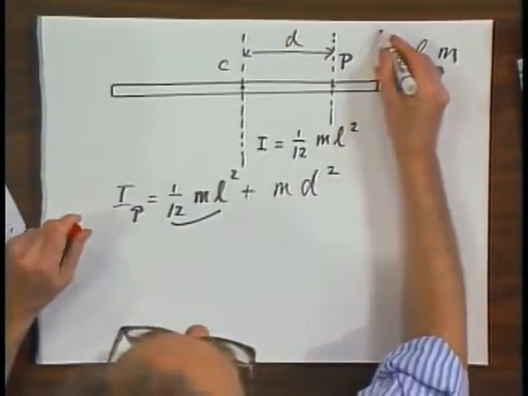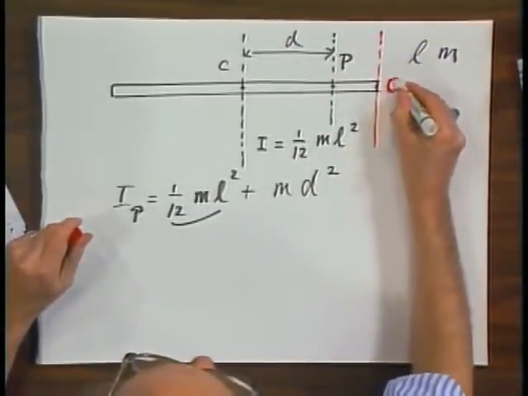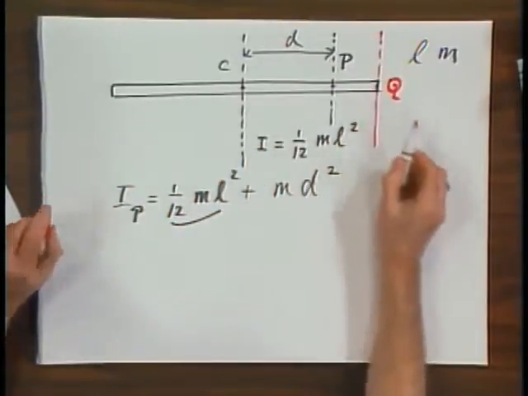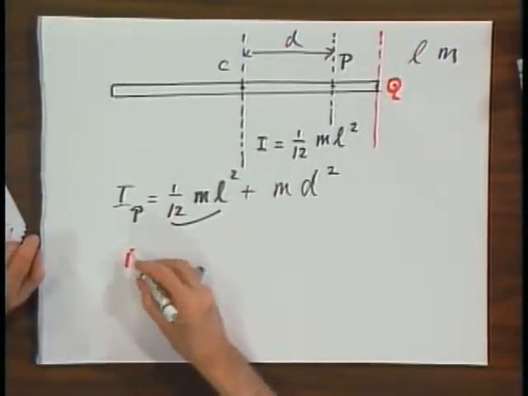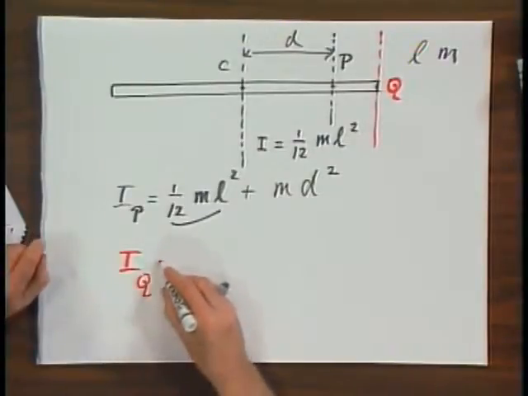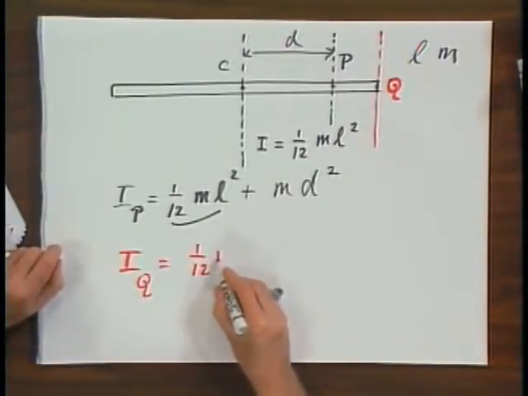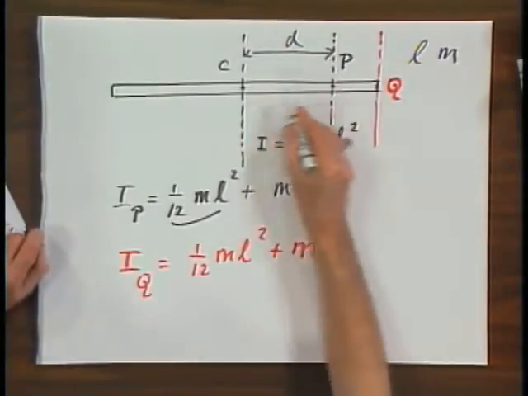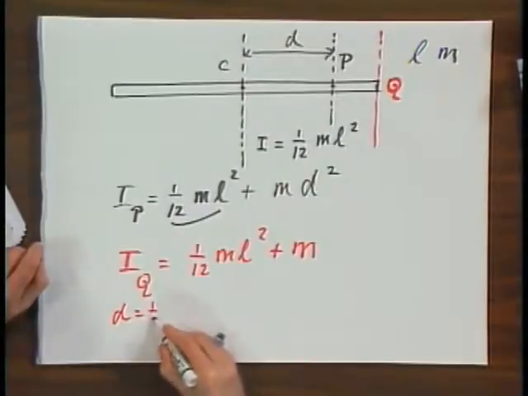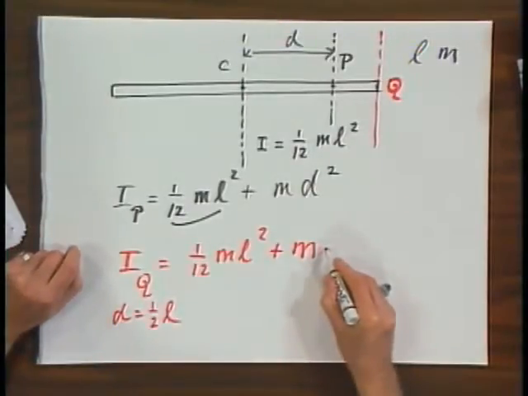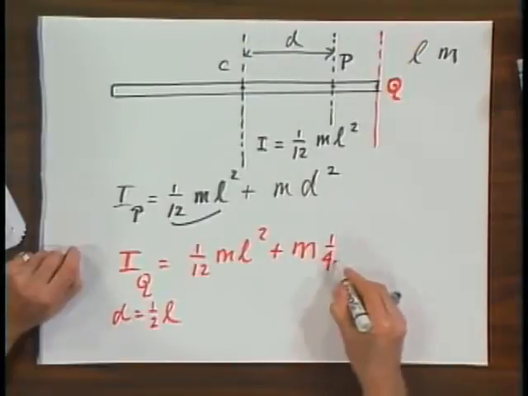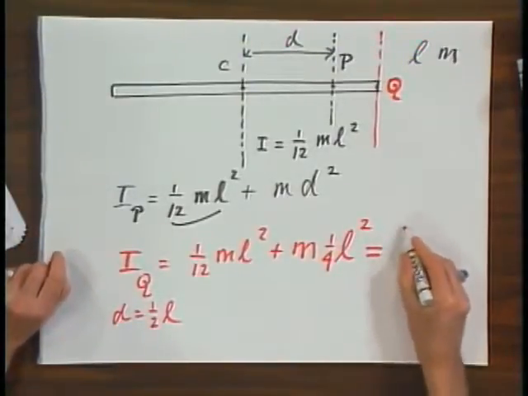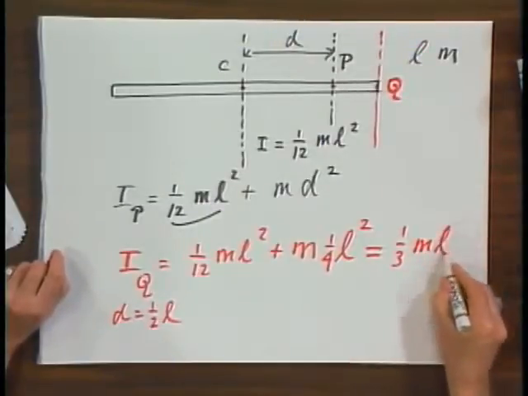And if you want to rotate this rod about point Q, about an axis perpendicular to the direction of the rod, then you would find that I_Q equals 1/12 mL squared plus m. d is now 1/2 L. So you get plus m times 1/4 L squared, and that equals 1/3 mL squared.